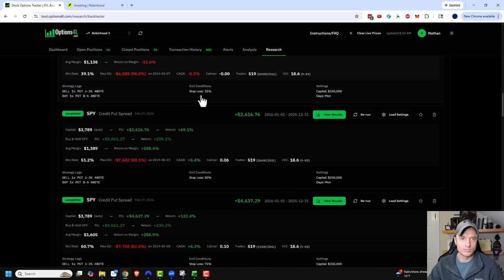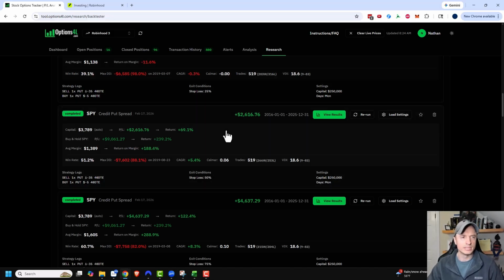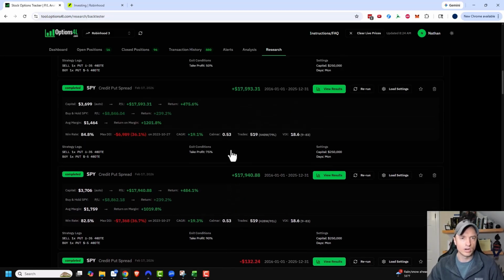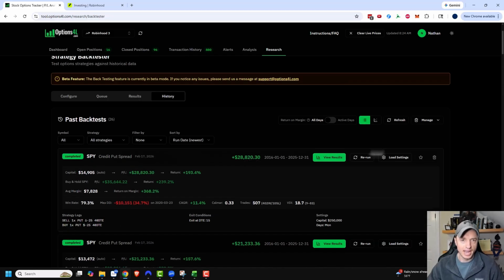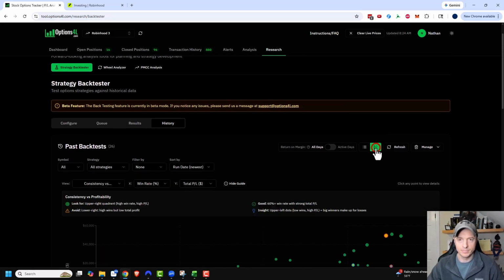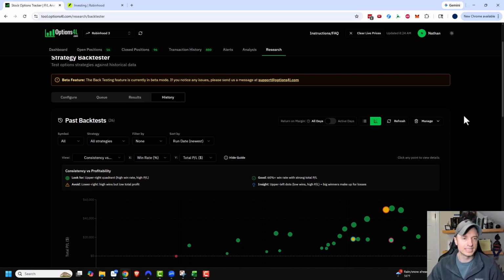So stop loss at 25, 50, 75, and 90. We did all those different combinations for our two favorite back tests. And I want to switch over to the scatter plot real quick because I think that gives us a great view of our results and makes it easy to compare them.